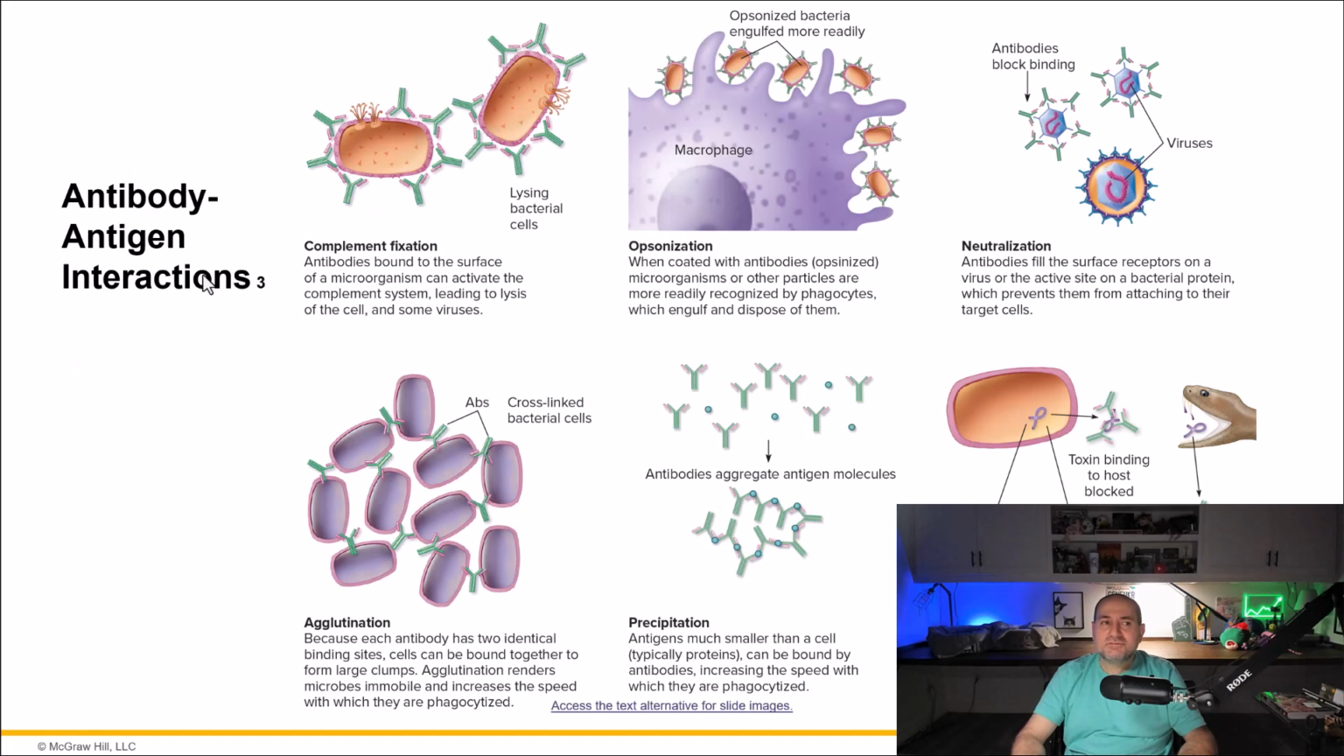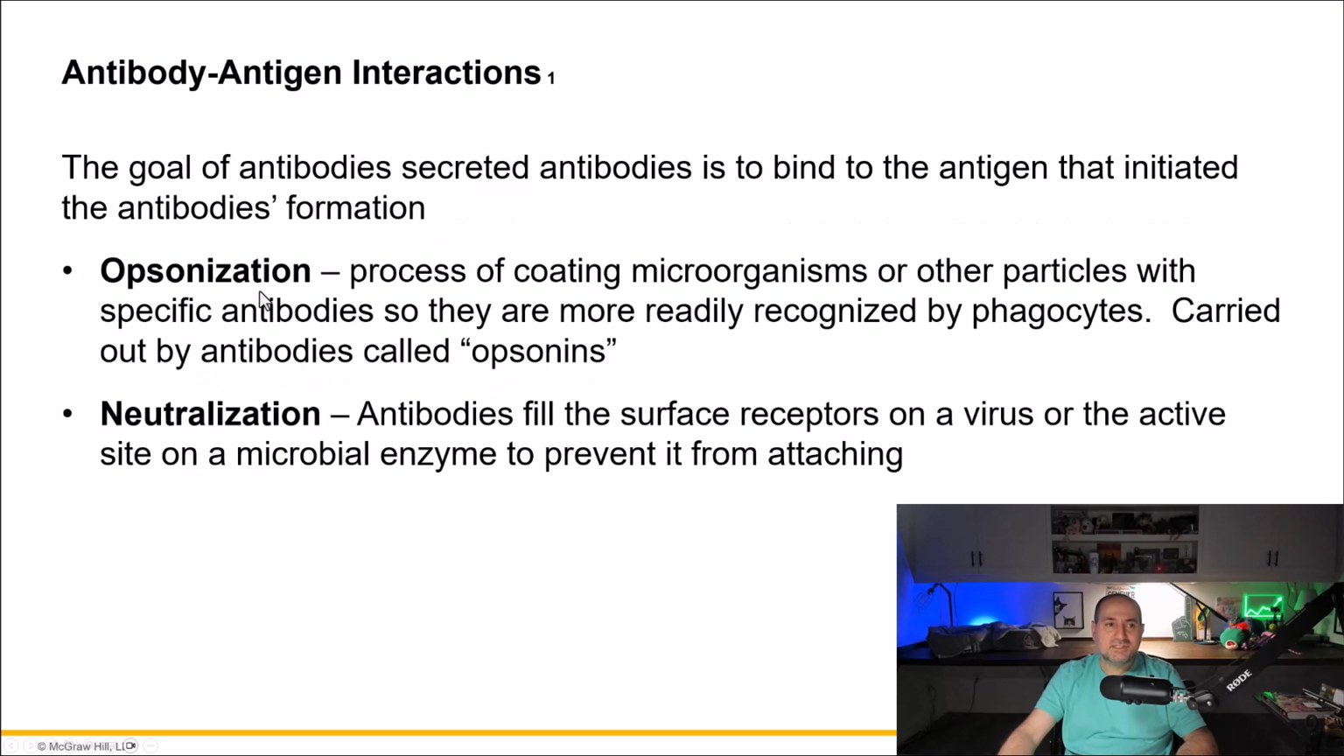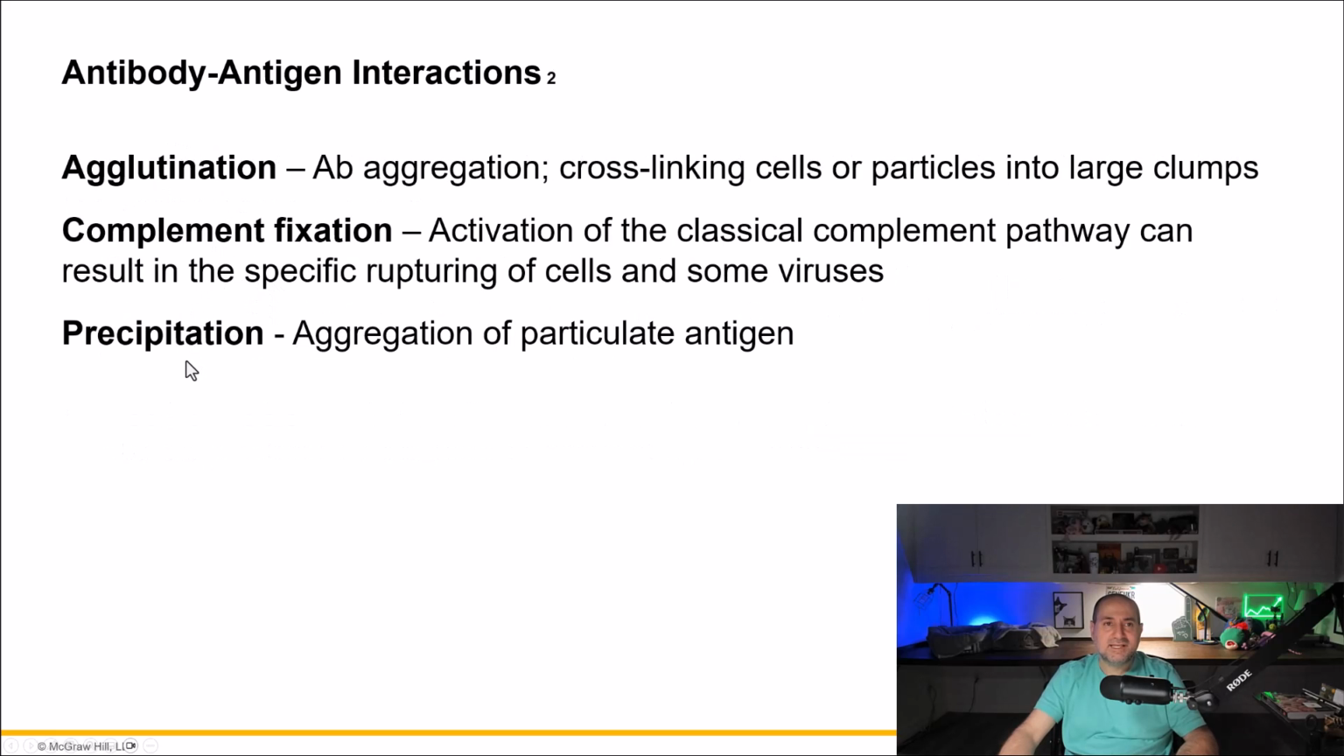And then please note the different types of antibody-antigen interactions. You see all these interactions over here? You should know complement fixation, opsonization, neutralization, antitoxin, precipitation, and agglutination. So for instance, you should know that agglutination is where the antibody aggregates, cross-linking cells or particles into large clumps, right? And that's different from precipitation and different from opsonization. So know these different antibody-antigen interactions and their definitions.